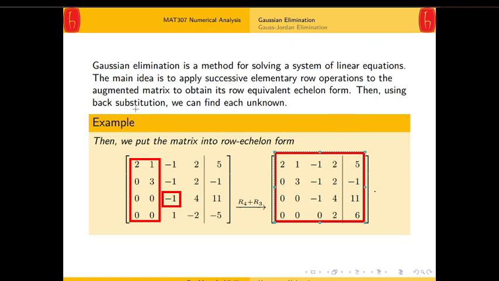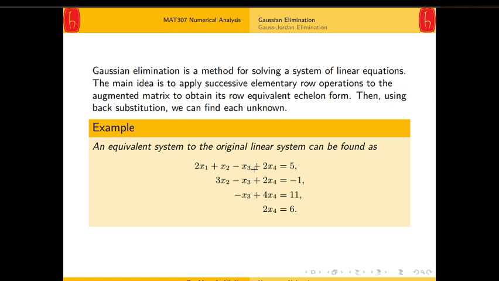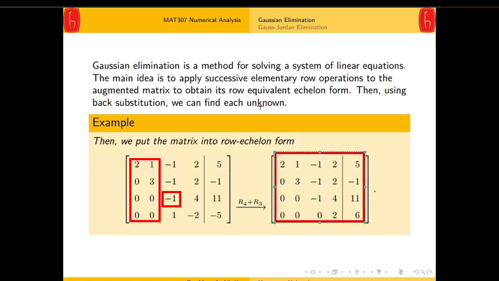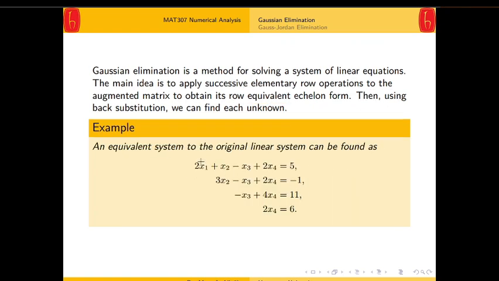So now we can use back substitution to get the unknowns. Okay, so we know we applied elementary row operations. So the solutions to the augmented matrix of the original system will be the same, because they are equivalent. Now if we go back to the system of equations, we will get this one. And here we can apply back substitution.